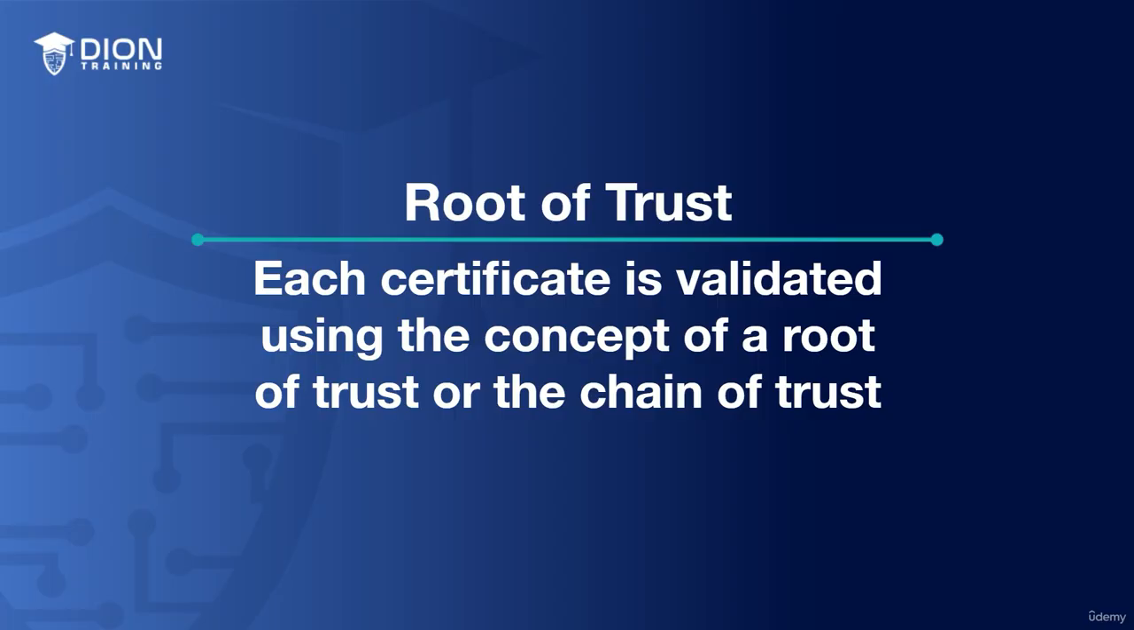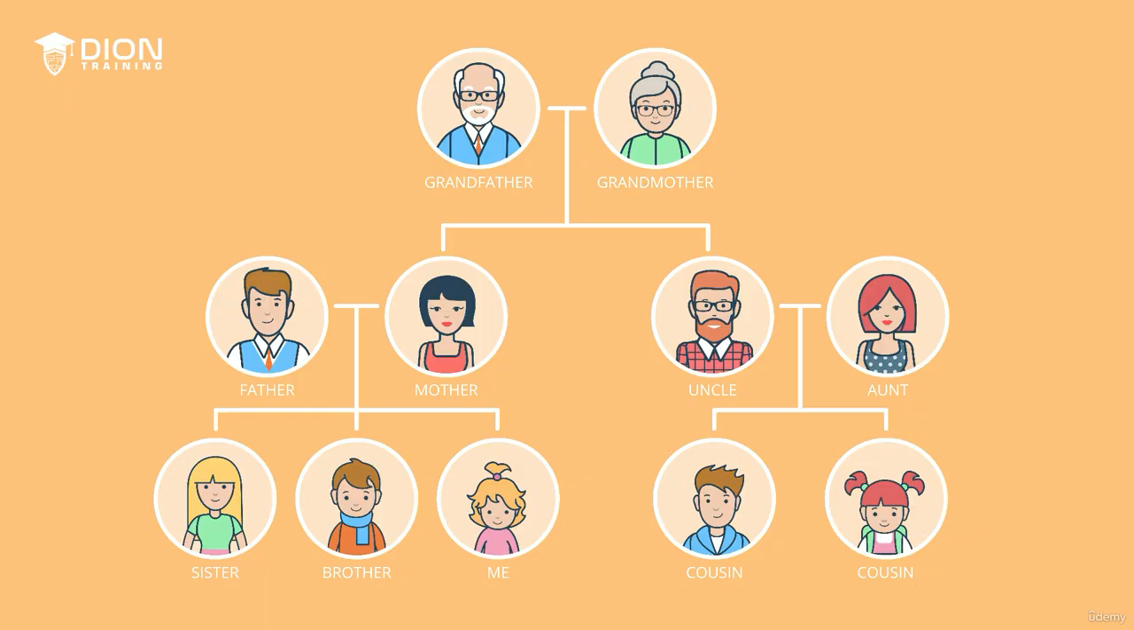Fifth, we have the root of trust. Now, with digital certificates, each certificate is validated using a concept known as the root of trust, or the chain of trust, that moves from the bottom all the way to the top. I like to think about this like a family tree. Let's assume your grandfather is the patriarch of your family and everybody trusts him. He then had your father, and so since everybody trusted your grandfather and your grandfather trusted your father, they're now going to trust your father too.